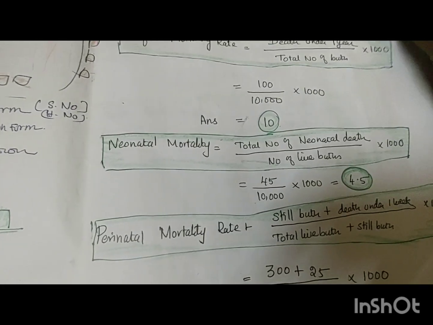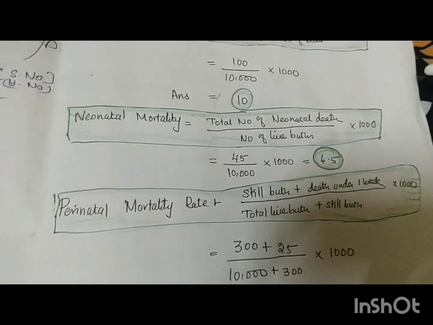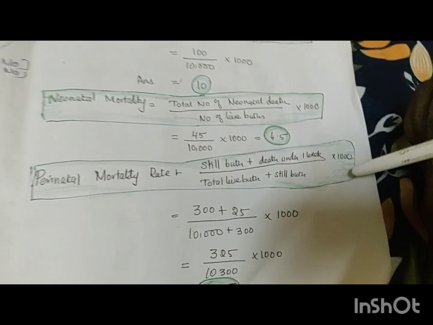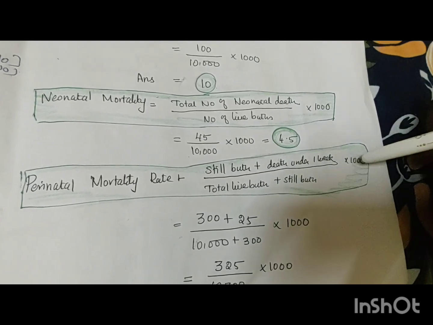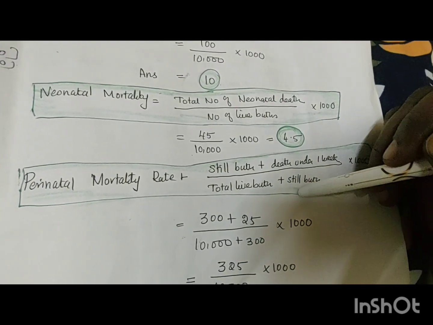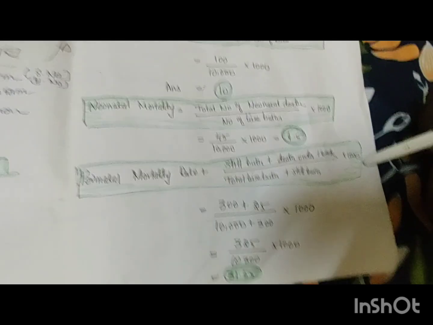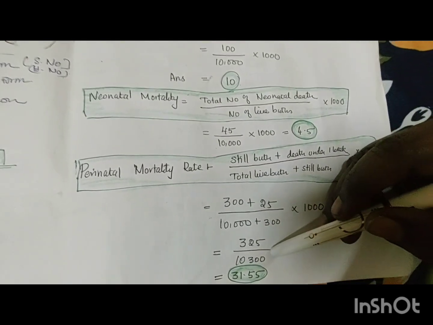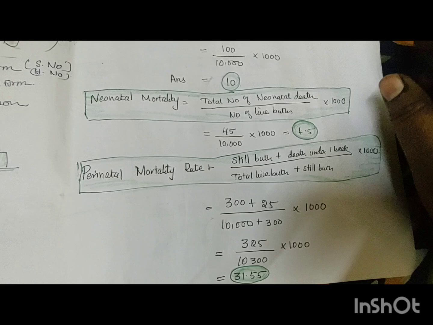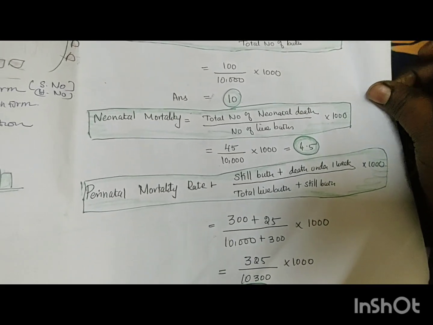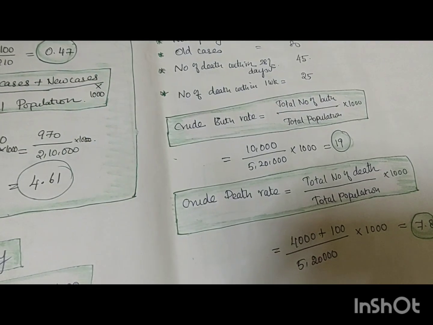Okay. What is the perinatal mortality rate? The formula is stillbirth plus death under 1 week, divided by the total live births plus stillbirths, into 1000. Understand? So it is like 31.55, 31 to 32, in the sense the perinatal mortality rate in the particular district or village, you can say.